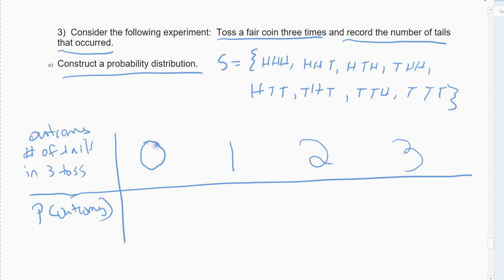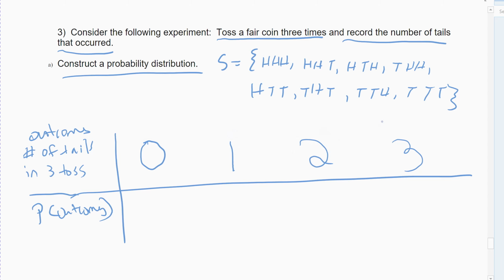If I get 0 tails, that implies that I had 3 heads. If I get 1 tail, that implies I had 2 heads. If I get 2 tails, that implies I have 1 head. And if I get 3 tails, it's the outcome all 3 tails.